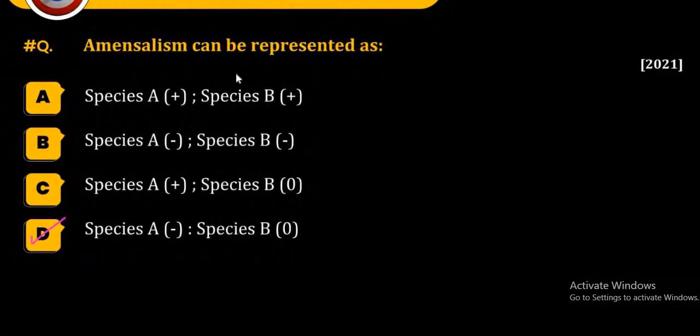Next question. Commensalism can be represented as species A negative, species B neutral.